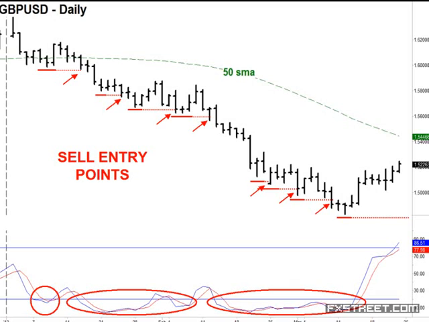So as you see here, in this current chart, which was just, I believe, a day old, we are still below the 50-period simple moving average. And if we, once again, come back lower and get to this point, this will be another sell entry point to go short the British pound.